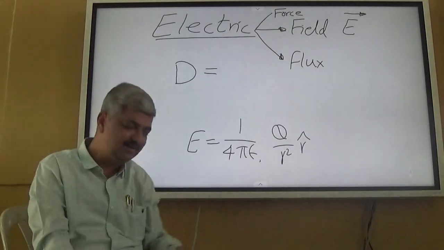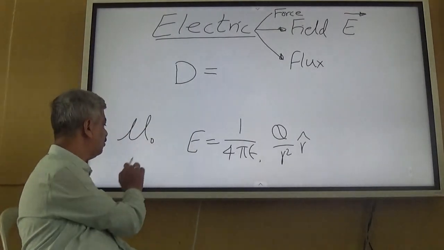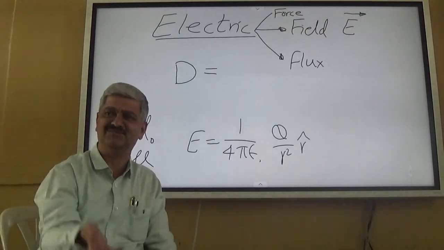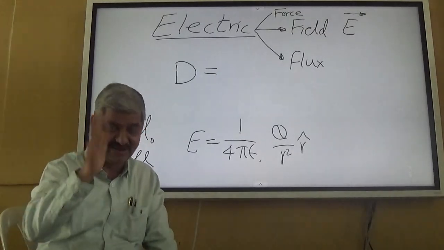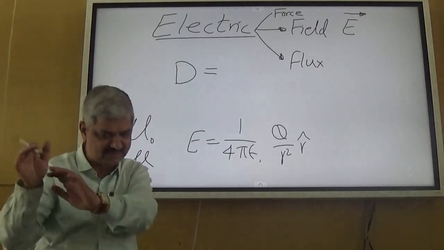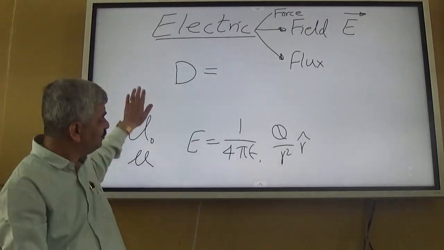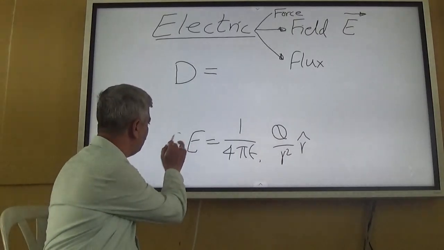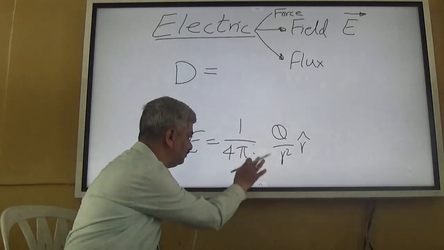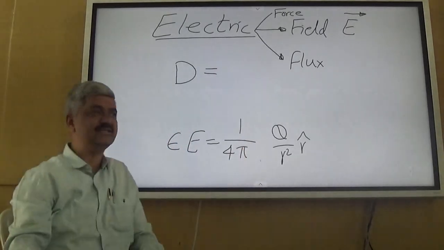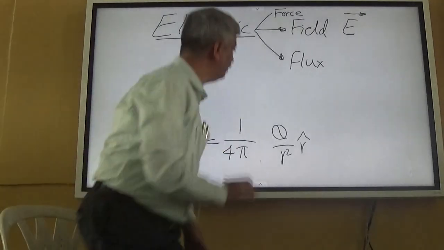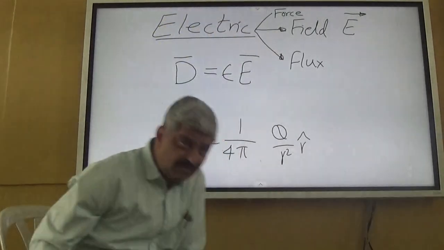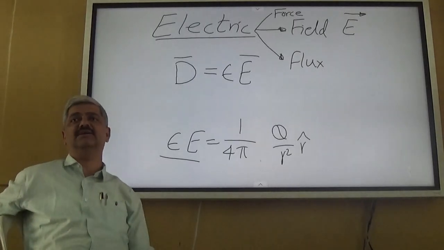Like that, there is one more term which you will come across, mu naught or mu. What is that? Permeability. Permittivity and permeability are similar in spelling. The product mu epsilon is another constant of that particular medium, which comes further. So if we multiply epsilon on both sides, that is epsilon E. D is equal to epsilon E. Is epsilon a vector or scalar?